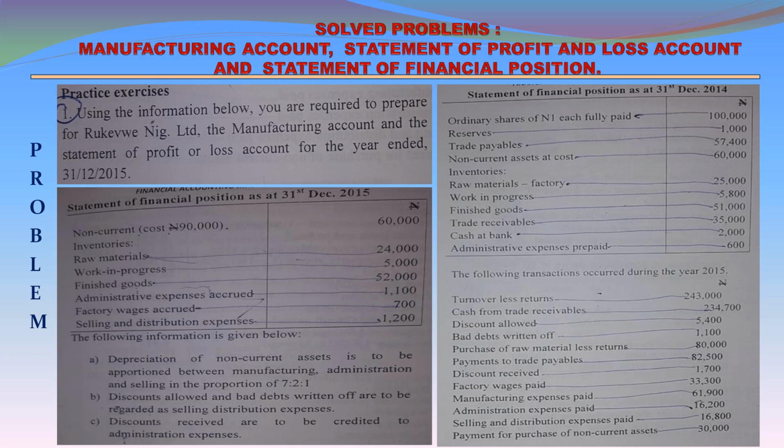The following information is also given below. A. Depreciation of non-current assets is to be apportioned between manufacturing, administration and selling in the proportion of 7:2:1. B. Discounts allowed and bad debts written off are to be regarded as selling distribution expenses. C. Discounts received are to be credited to administration expenses.